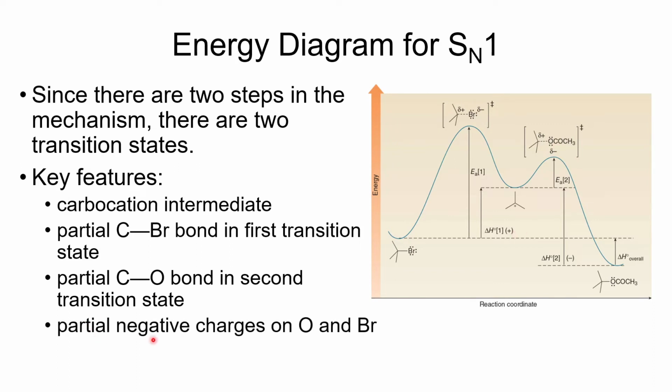And then here you'll see the partial negative charges on the oxygen and the bromine, as I just mentioned a minute ago. Now, other things that I want to point out about this is that the rate determining step is going to have the largest activation energy. You'll see that there is a large activation energy between our starting material and our first transition state. And so that is going to be our rate determining step. When you look at the second step, that activation energy is much smaller, and so that reaction goes much faster.